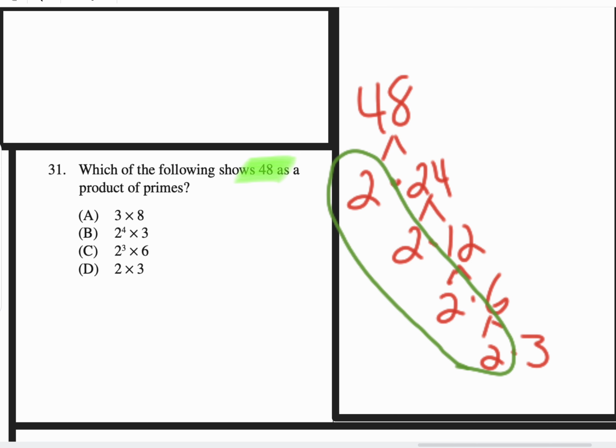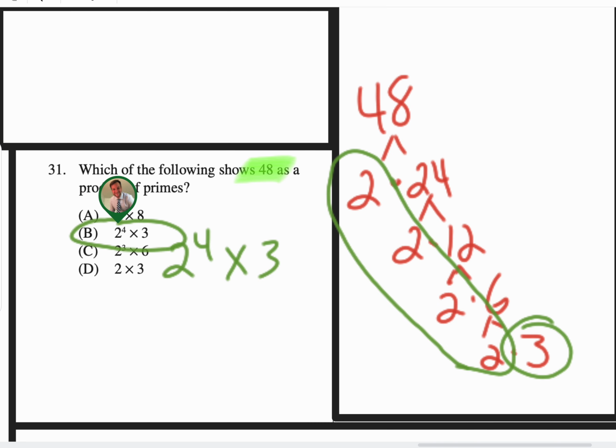1, 2, 3, 4. 2 times 2 times 2 times 2 can be rewritten as 2 to the 4th power. And let's not forget we have another prime factor here, 3. 2 to the 4th power times 3. Or answer choice B. B is our correct answer.